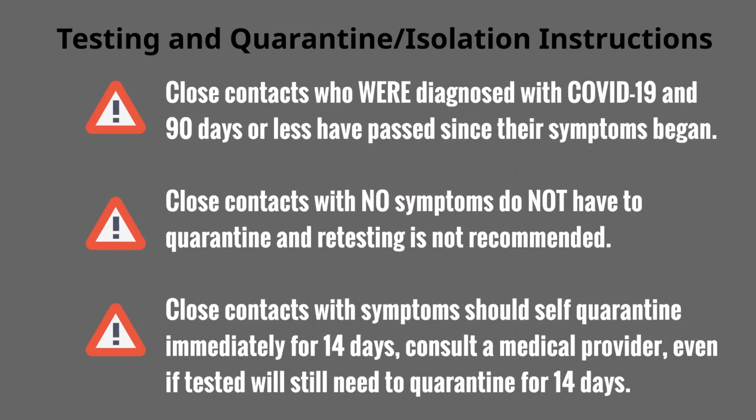To sum up this slide, if a contact had COVID within the last 90 days and has no symptoms, they do not quarantine, they do not test. If this contact has symptoms, they should self-quarantine for 14 days, consult a medical provider, and we're not going to advise them to retest. Their medical provider might, but we're not going to.